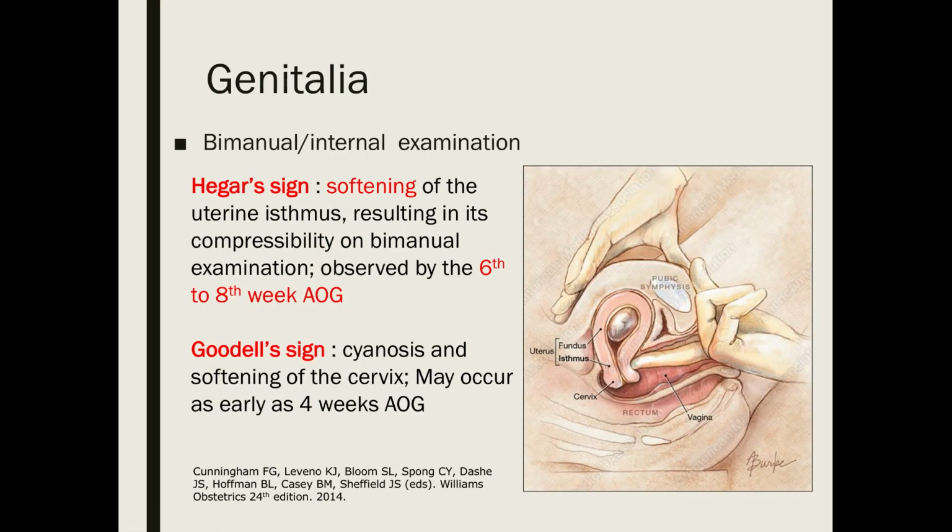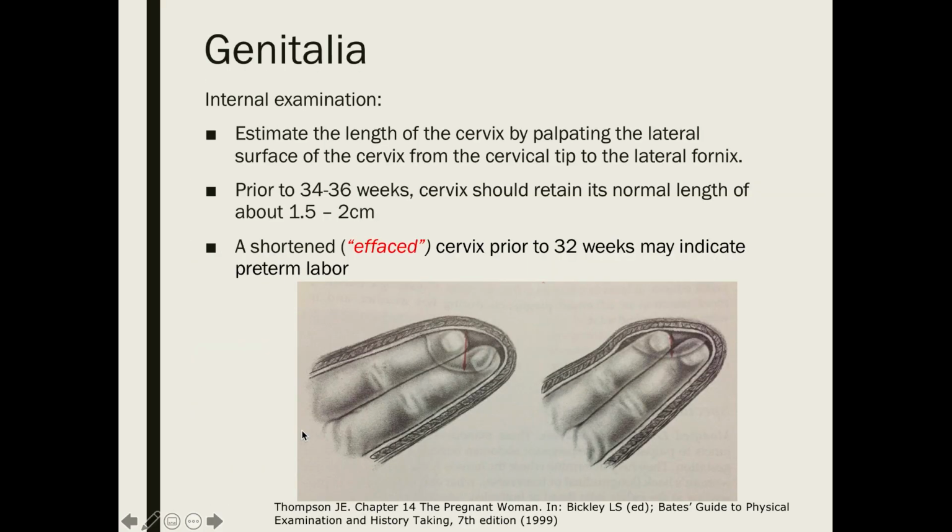We can also do a manual or internal exam. The Heger sign is the sign where there is softening of the uterine isthmus, resulting in its compressibility on bimanual exam. This will be observed by 6 to 8 weeks AOG. The Goodell sign is the cyanosis and softening of the cervix, and this may occur as early as 4 weeks AOG.